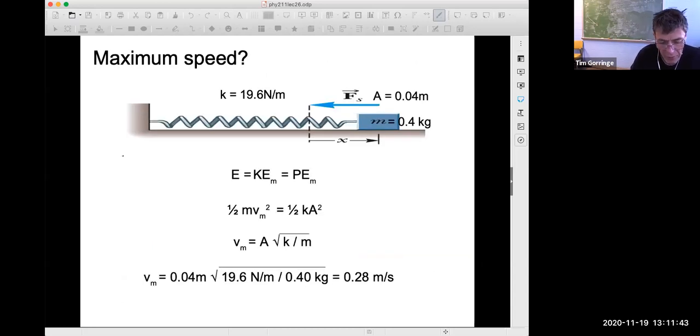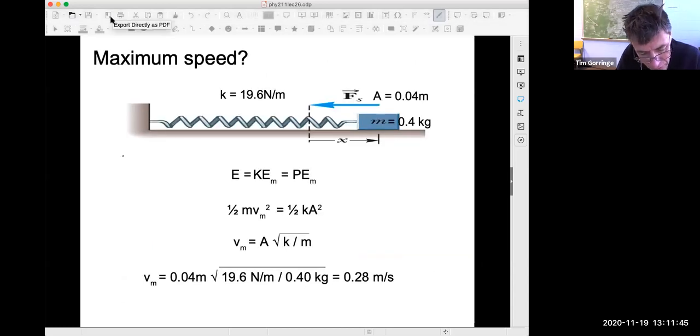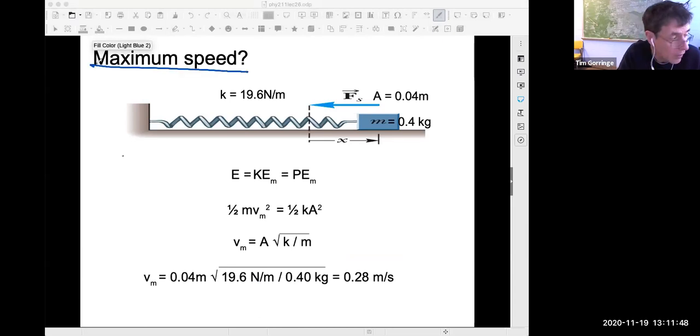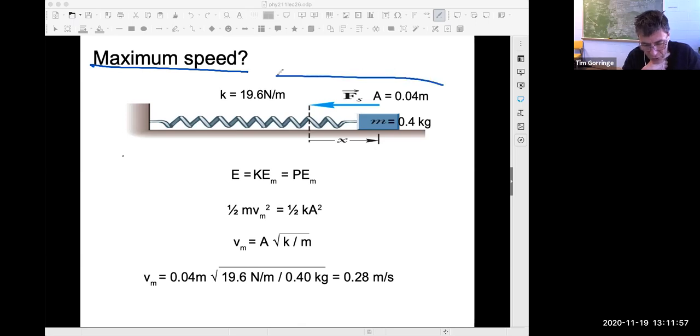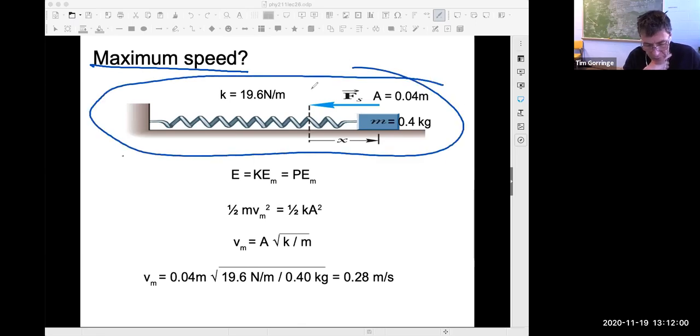So firstly, the maximum speed. That's what I've done on this slide. Here we're going to work out maximum speed, and we're going to work it out using energy concepts. The first thing I did, of course, was draw a picture. Here's a spring. I actually drew it as stretched. It's stretched by an amount of 4 centimeters, 0.04 meters. The mass was 0.4 kilograms, and the spring constant is 19.6 Newton meters. So that's the information I was given.